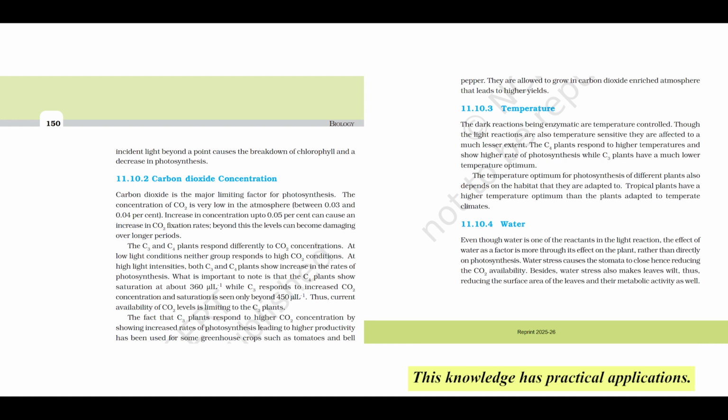This knowledge has practical applications. It's why commercial greenhouses growing C3 crops like tomatoes, cucumbers, or bell peppers often use CO2 enrichment, adding extra CO2 to the air, to boost yields significantly.